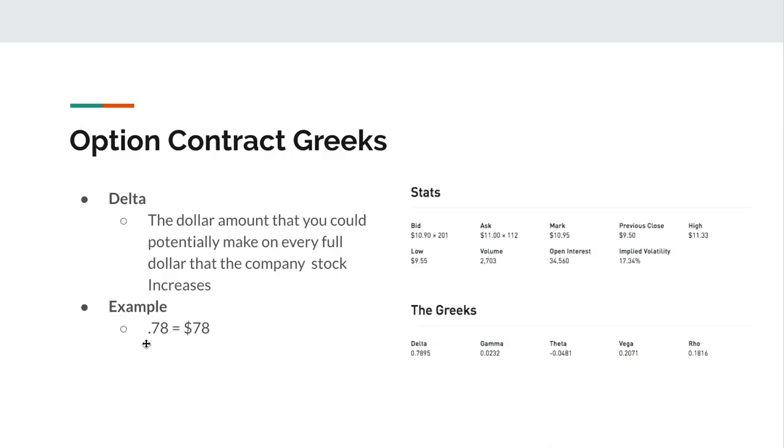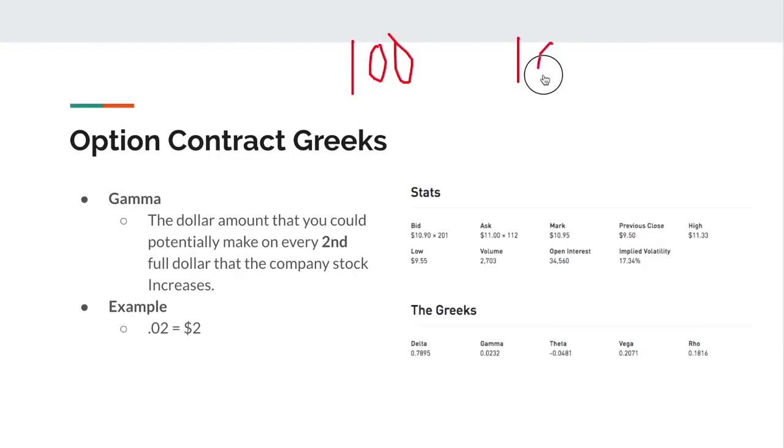We determined that by multiplying 100 times 0.78. Like I said, there's a deeper math than that, but just to give you an idea of how much you can potentially make, it's $78. Gamma is for every second dollar move, so the gamma does not kick in till the second dollar. So I forgot to mention this earlier, but if a stock goes up from 100 to 103, now the stock has moved up by $3.